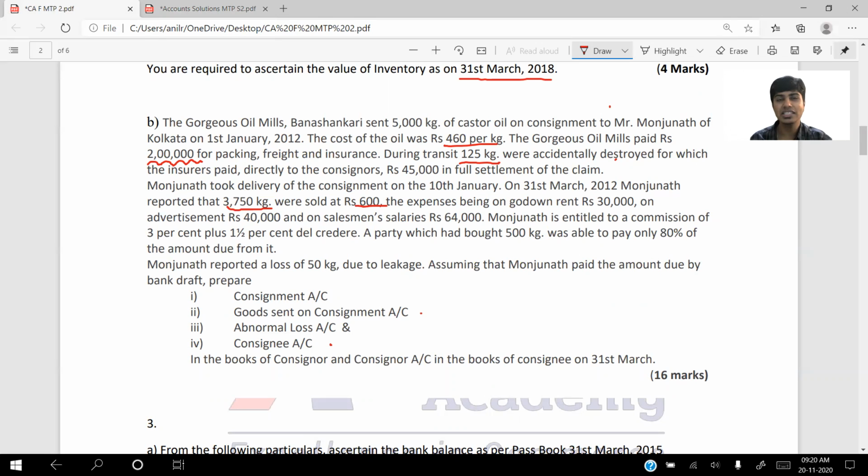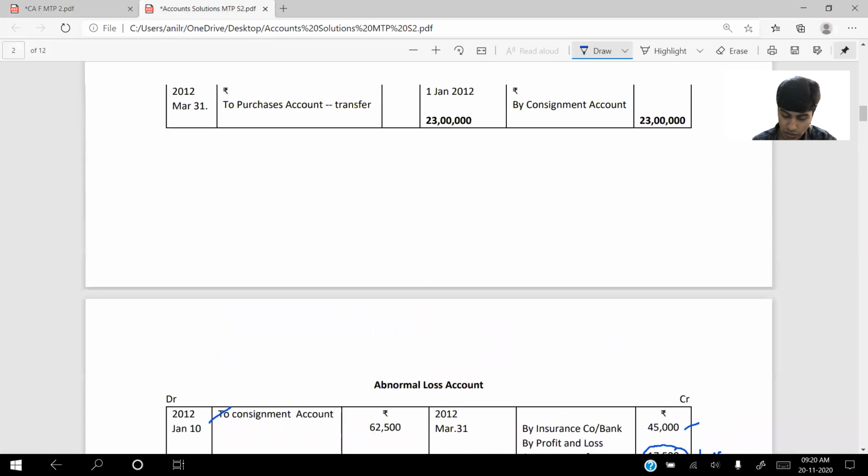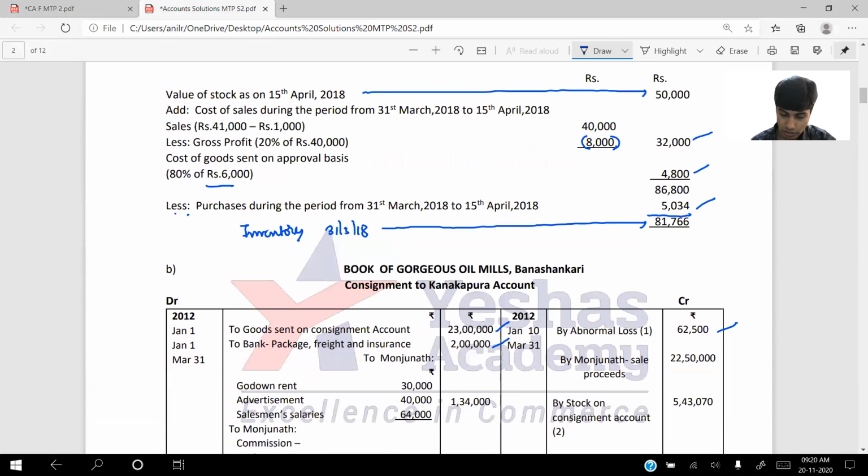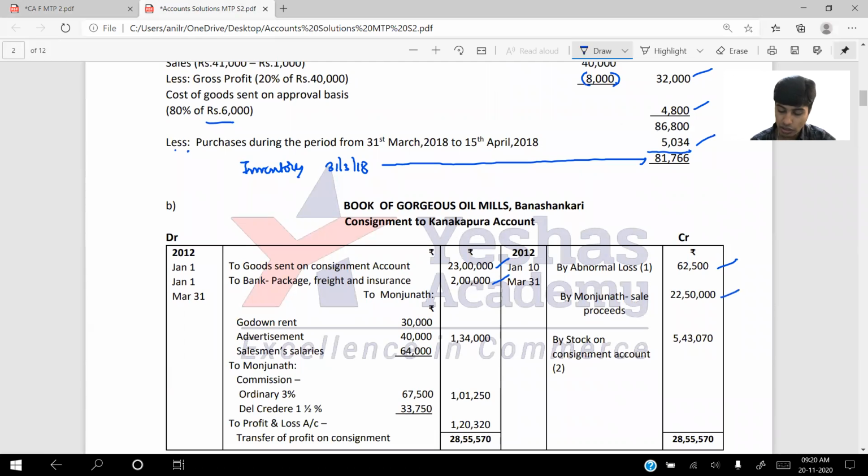To this extent, the consignment stock is reducing. There is a profit element which will be found later, but to this extent consignment stock is reducing. I would have to write on the credit of consignment account, and debit of Manjunath account. Why? Manjunath owes us money. He has to collect that money and then pay us. So Manjunath account debit to consignment account is the entry. Have a look. See, Manjunath account 22 lakh 50.